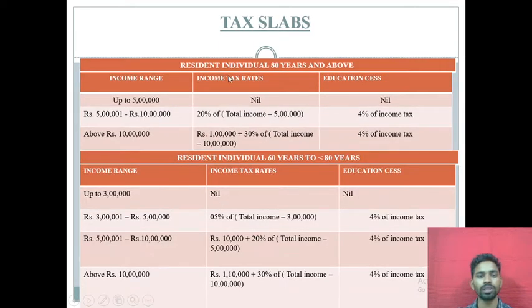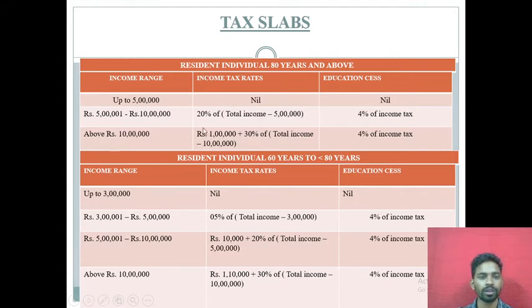First of all, see the first one: resident individual 80 years and above. These are the tax slab rates. There is the income range, the income tax rate, and the education cess. Now see the income range. Up to 5 lakh, the income tax rate is nil for those above 80 years. If they earn income up to rupees 5 lakh, there is no need to pay the tax or the education cess.